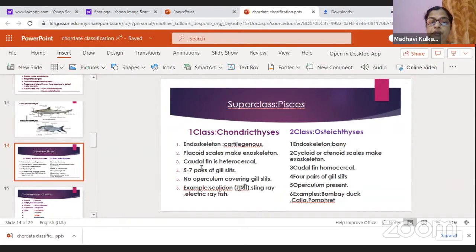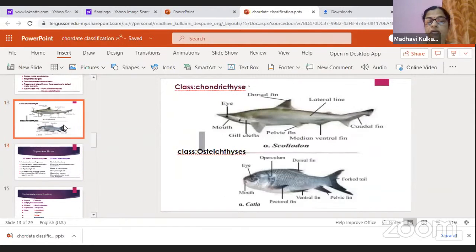The next point, their caudal fin is heterocercal. Again, in this picture, it will be very clear. This tail fin, that is the caudal fin, is asymmetrical in the case of Chondrichthyes, while it is divided into two equal parts in the case of bony fishes.